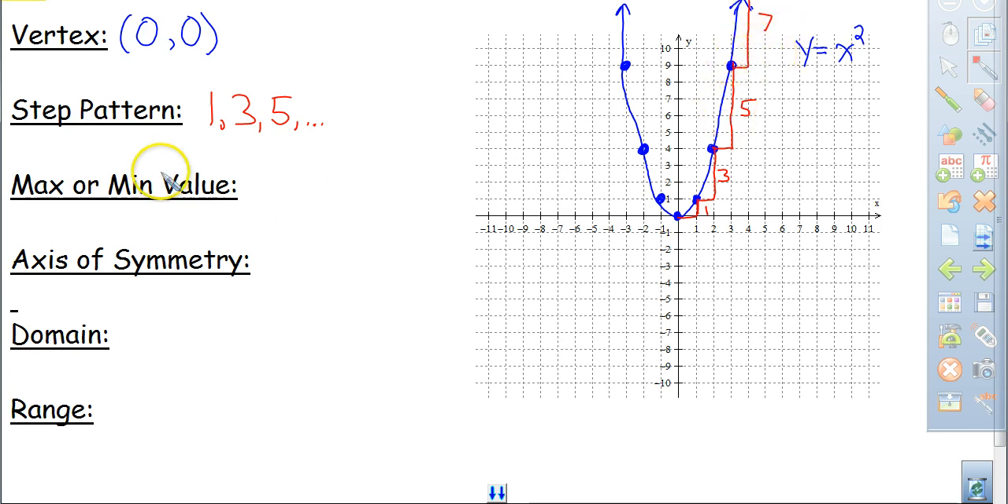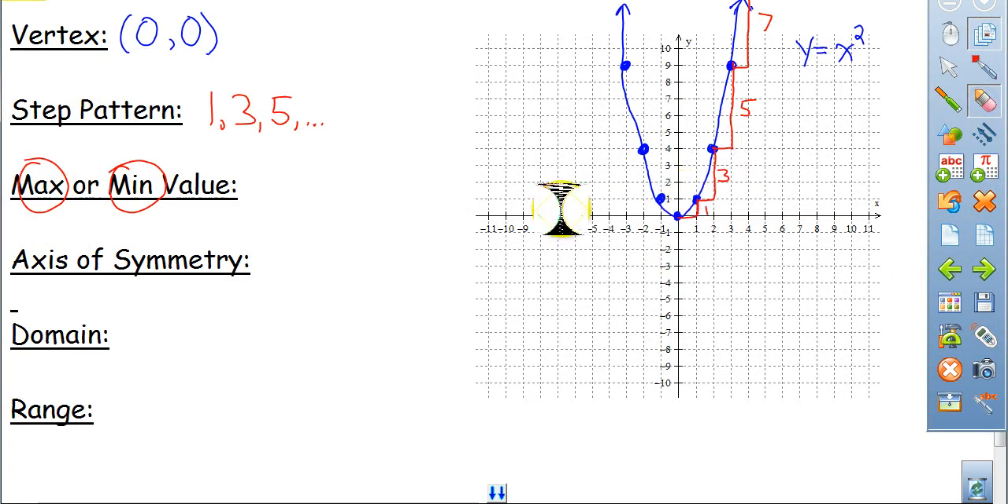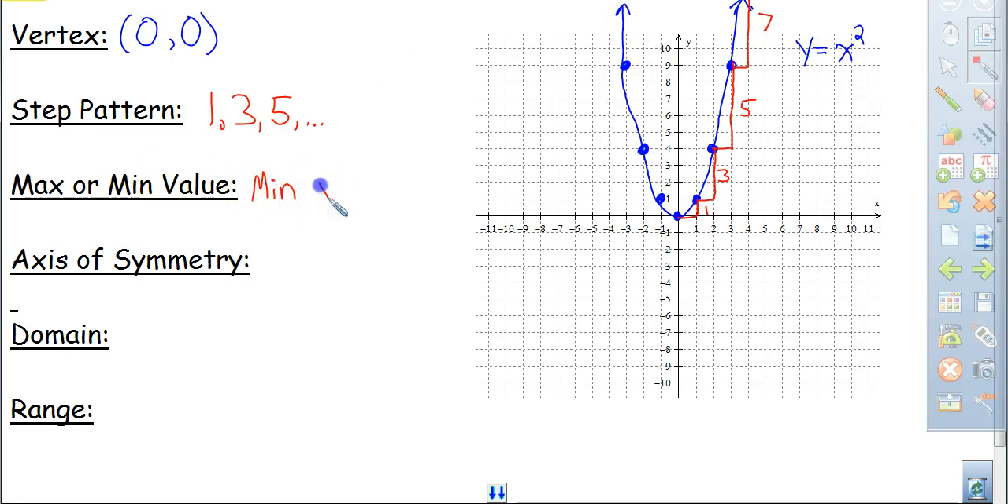Parabolas also have a maximum or minimum value, and we only talk about the y coordinate in this case. So either the highest if it's a maximum or the lowest if it's a minimum. So looking at this parabola right here, we can see that the vertex is the lowest point that the parabola reaches. There is no maximum value because this will continue on upwards forever. So what I would say is that we have a minimum value of y equals 0. The parabola will never go below the value of y equals 0, so that is our minimum.